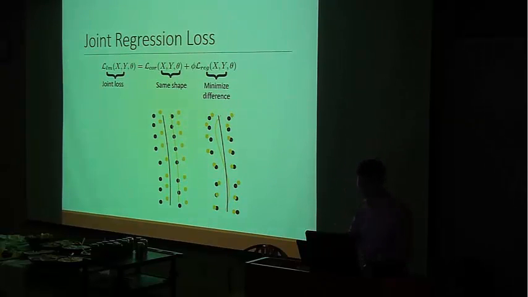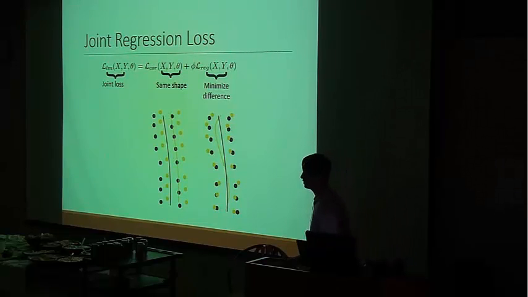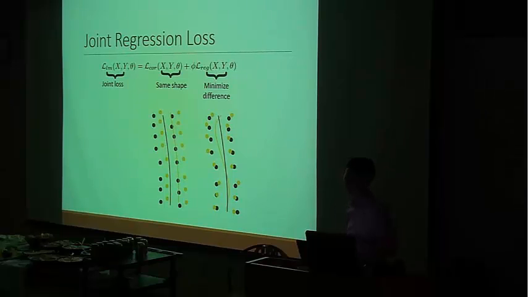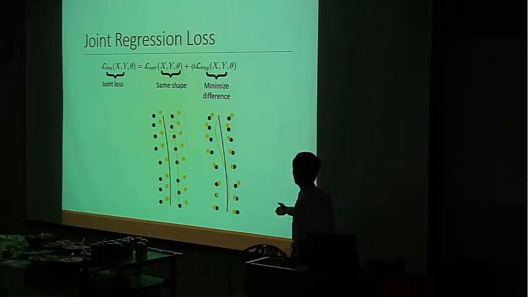And next is the proposed joint regression loss. In this case, typically in deep learning methods, people use just a single loss function to minimize the difference between your prediction and your label, which is shown on the right. And since we are working on predicting landmarks, if you just try to minimize the difference, you could get into the case where, while the difference is minimized, the shape isn't exactly the same. You have two different shapes.